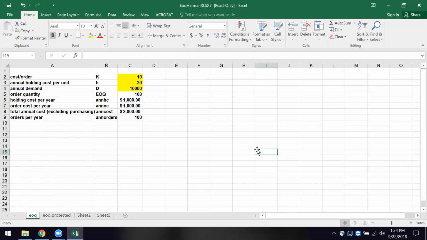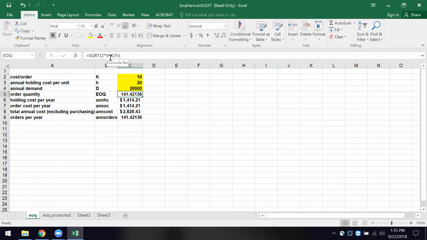And so this is an EOQ template that answers that question of how much are we going to order a year? Well, the annual demand is 10,000, so the order quantity should be 100, because if the order quantity is 100, then the orders per year would be 100. Now let's see what happens. I'm going to change the annual demand from 10,000 to 20,000, and let's see what it does to the EOQ.